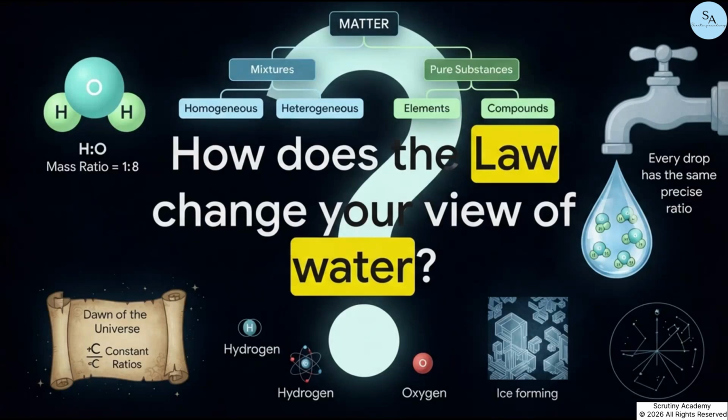So now that you can confidently classify the physical world using this top-down map, I really want to leave you with a final thought to chew on. We know that compounds, like water, are locked into a strict recipe, right? So consider this. How will the strict mathematical rules of the law of definite proportions change the way you look at every single drop of water you drink from now on? Just knowing that the exact ratio of hydrogen to oxygen by mass has remained constant since the literal dawn of the universe? I don't know about you, but it certainly makes a simple glass of water feel a whole lot more profound.